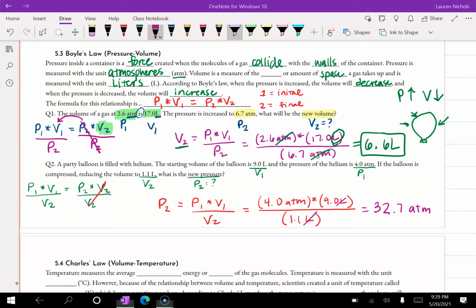Okay, so now that you've pressed play and worked it out to check your answer, you can see that you should have gotten 32.7 atmospheres. If that's not what you got, then go ahead and check your work. Make sure that you labeled everything correctly using your units and that you plugged it into your formula. If you plugged it into your formula and labeled everything correctly and you still don't have the answer, then I recommend checking your calculator and plugging it in. Make sure you multiply these first and then divide by 1.1.